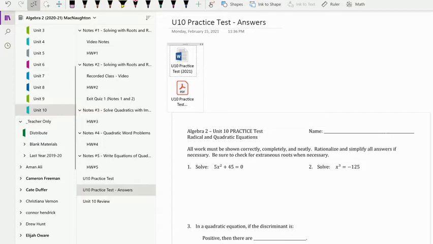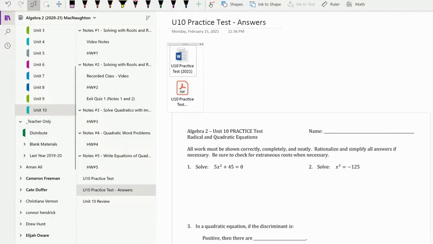All right, I am going to go through the answers on the practice test so you guys can use this as a guide to help study for your test, which is either on Thursday or Friday this week, depending on if you're maroon or gold. It will be in person, so whenever you are in person is when you are taking the test.